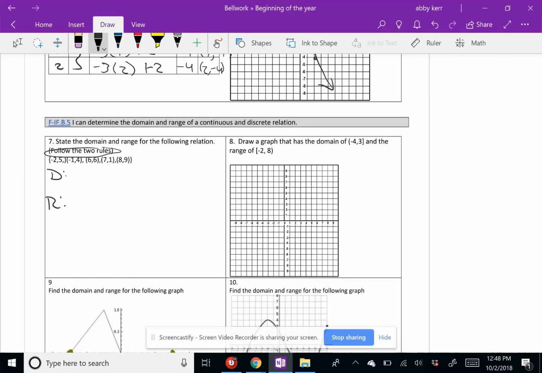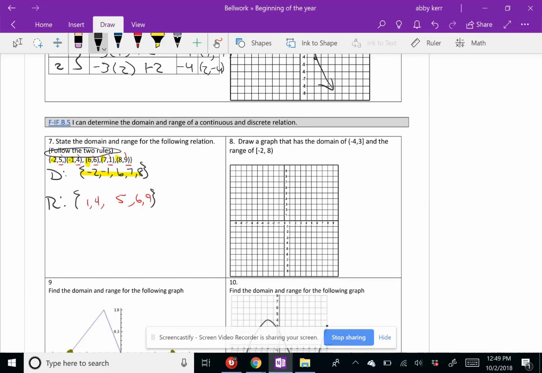So rewrite the domain and range. So the domain is the x's, so come up with some type of strategy to highlight the x's. So smallest goes first, so negative 2, then negative 1, 6, 7, 8. And then my range, smallest to biggest, 1, 4, 5, 6, and then 9. Make sure I got them all. 1, 4, 5, 6, 9. Okay. So that's all they asked you to do.